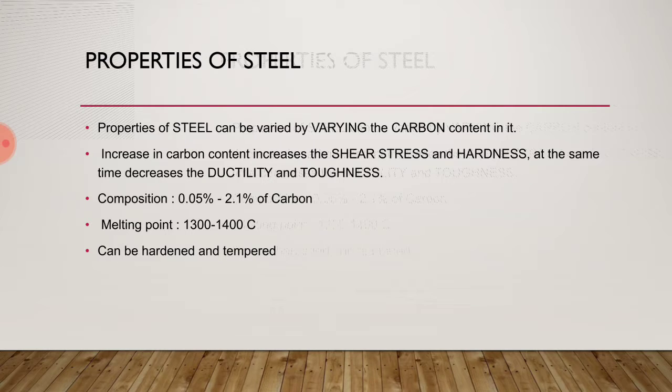Properties of steel. Well, basically steel, its carbon content determines the strength of it, and basically determines its end use. For instance, an increase in carbon content increases the shear stress, which is basically the deformation stress at which point steel can last before deforming, and its hardness. At the same time, it decreases ductility, which is the point at which a material can bend to the point it breaks, and toughness.